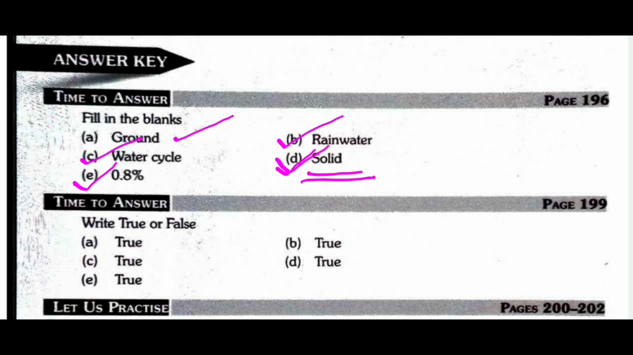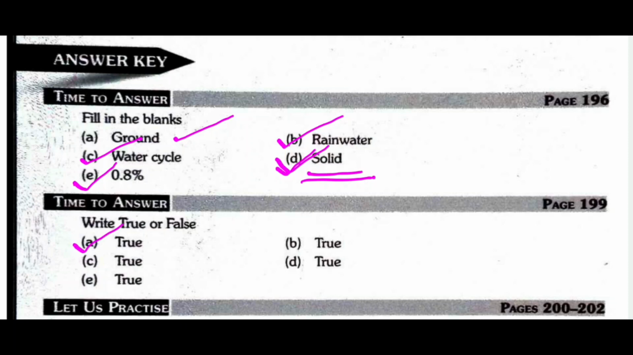Okay. Then come to the next time to answer. This is your first time to answer, fill in the blanks. Then the next time to answer is true and false. So first, you just read and look at the book page. This is page 199 of your book, so you can check and read and you can write this answer into your book. So plants require water for photosynthesis.